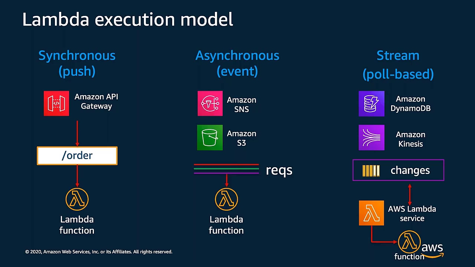In an asynchronous model, the invoker passes the event into AWS Lambda, which passes it to a function and immediately returns before execution completes. This occurs, for example, whenever an Amazon SNS topic receives a message or an object in Amazon S3 changes. Finally, you have the streaming or poll-based model. For example, you can poll Amazon DynamoDB for changes or Amazon Kinesis for changes in your stream. These will be passed into the AWS Lambda service in collections of items, which would then be handled by your function.